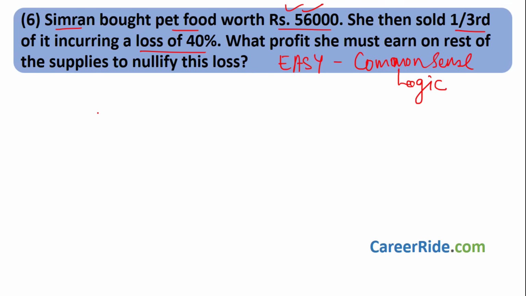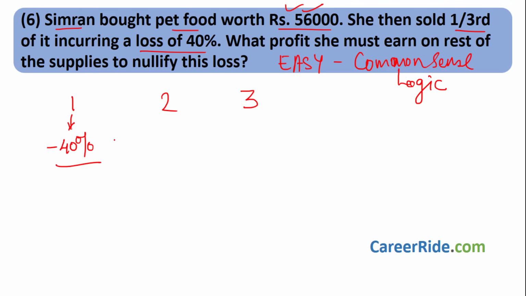Simran bought the pet food and she sold 1/3 of it. That means she made 3 parts of the pet food. Out of that she sold the first one at a loss of 40%. Is that right? Yes. Now she should earn profit in both the remaining parts so that this loss gets nullified. That means there is no profit, no loss.